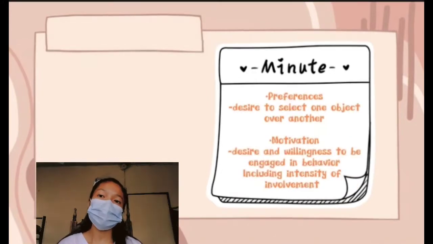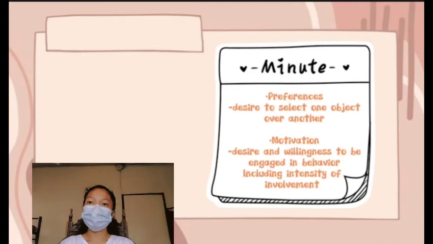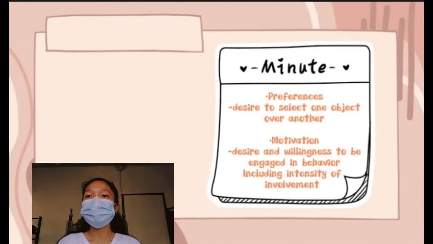Next is preferences: desire to select one object over another. For example, I like being at home rather than going outside. Next one is motivation: desire and willingness to be engaged in behavior, including intensity of involvement. For example, I am going to the gym to see my crush.